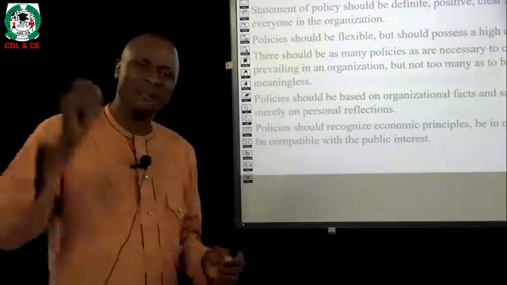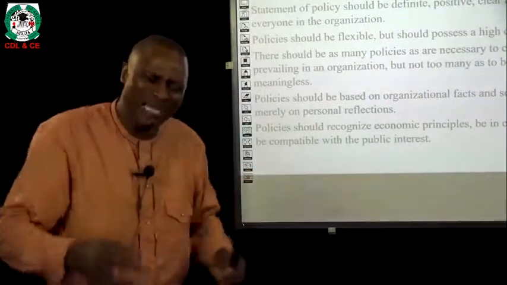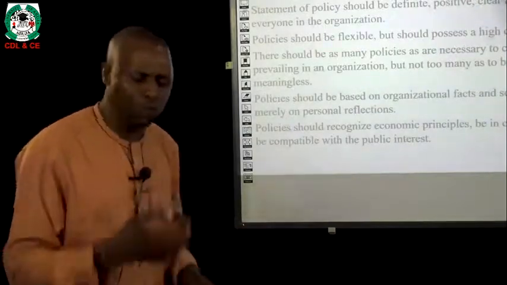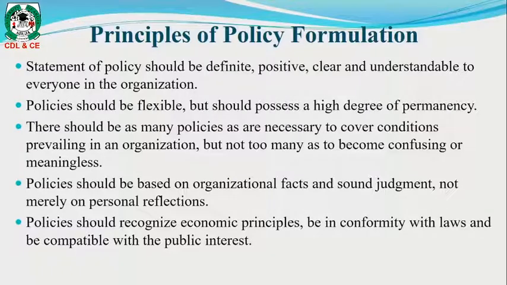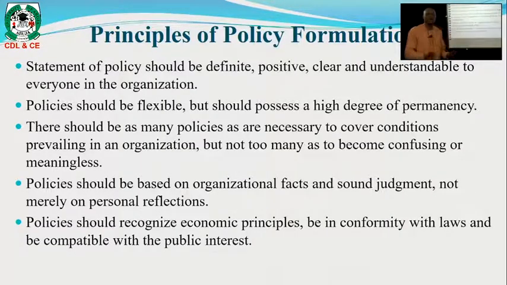For you to establish policy in your organization, what are those qualities of the procedures you need to follow, or what are those variables we need to consider? One, the statement of policy should be definite, positive, clear, and understandable to all employees or everyone in the organization. When you make a policy that is too cumbersome, too challenging, if you make the grammar too difficult for them to even understand what the statement is saying until they consult a dictionary, then you have a problem. Policy should be definite, clear, and understandable to any common person who picks it up as an employee. So far as he is an employee in that organization, he should understand it. You don't need anybody's interpretation. When you have a policy like that, it is actually a good one.